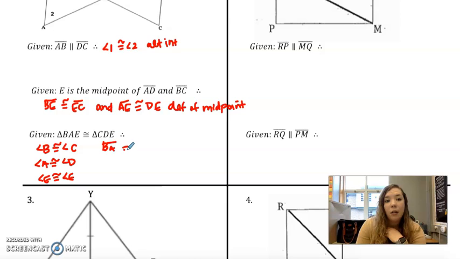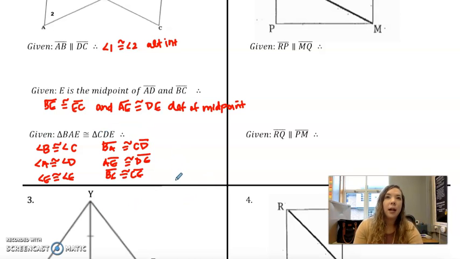BA is congruent to CD. AE is congruent to DE. And BE is congruent to CE. So that would be all 6 of our parts. And we would say that is because corresponding parts of congruent triangles are congruent. Okay, so we use this as our abbreviation. Corresponding parts of congruent triangles are congruent.